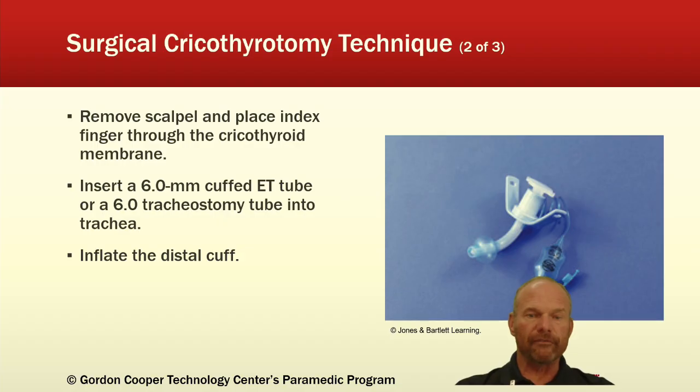Insert the tube. Carefully insert that 6.0 cuffed tube or a tracheostomy tube. Direct the tube downward into the trachea, ensuring proper placement. Inflate the cuff, typically 5 to 10 mLs.